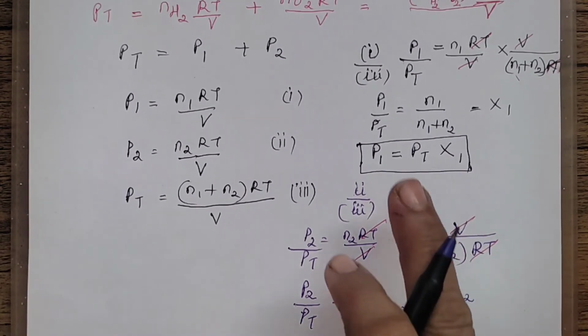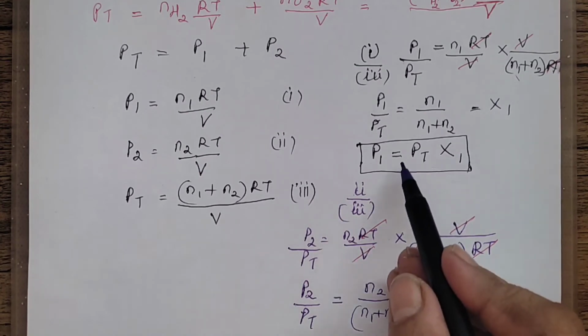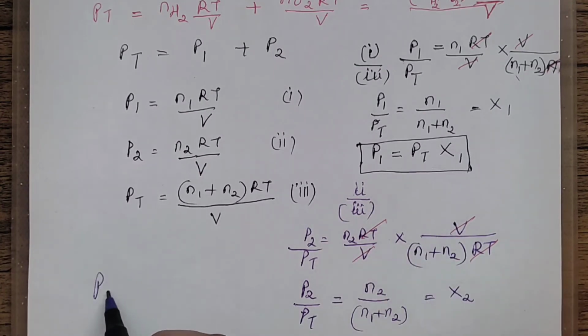So again we got a formula similar to this. So now what are we writing? We will write P2 is equal to P total multiplied by the mole fraction of the second gas. In a way, we can generalize like that: the partial pressure of any gas is equal to the total pressure multiplied by the mole fraction of the gas.